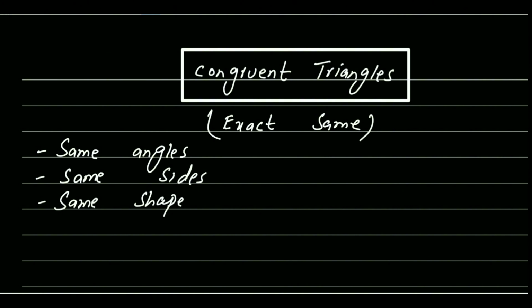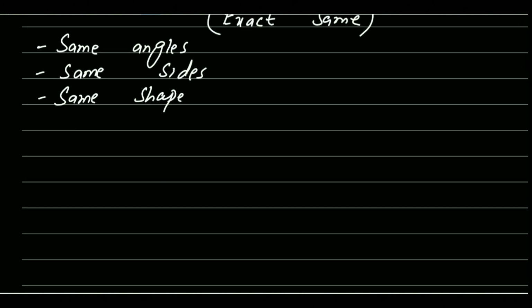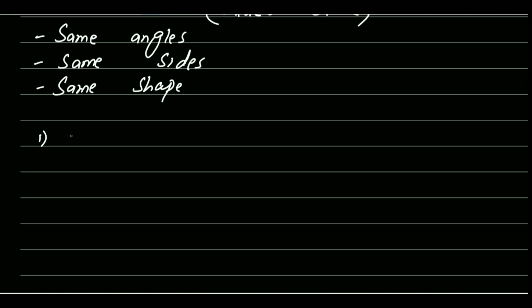So the difference between similar and congruent triangles is that congruent triangles will have the same shape, but similar triangles will have different shapes. Okay, so let's start. How to prove that triangles are congruent? The first thing to prove congruent triangles is SSS, meaning side, side and side.